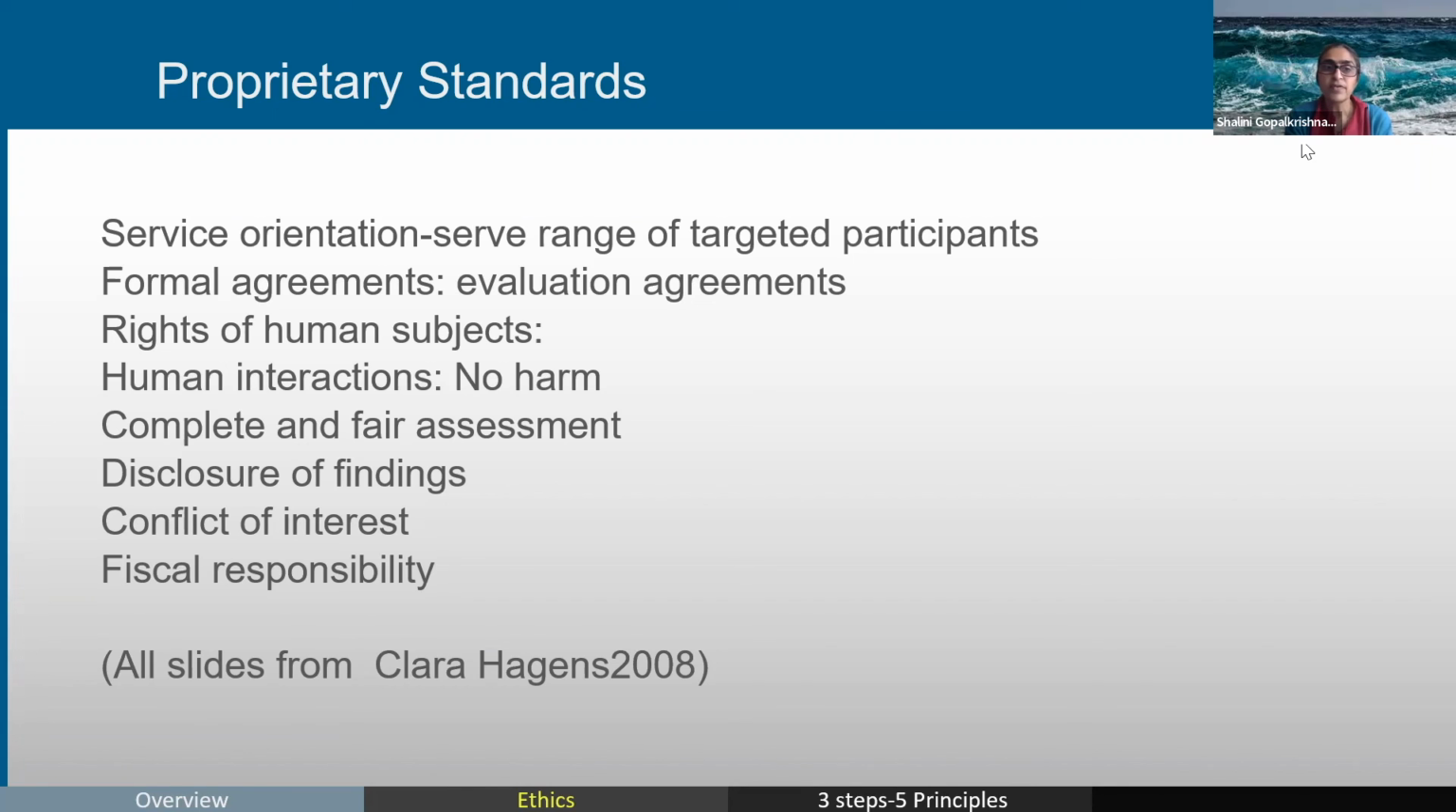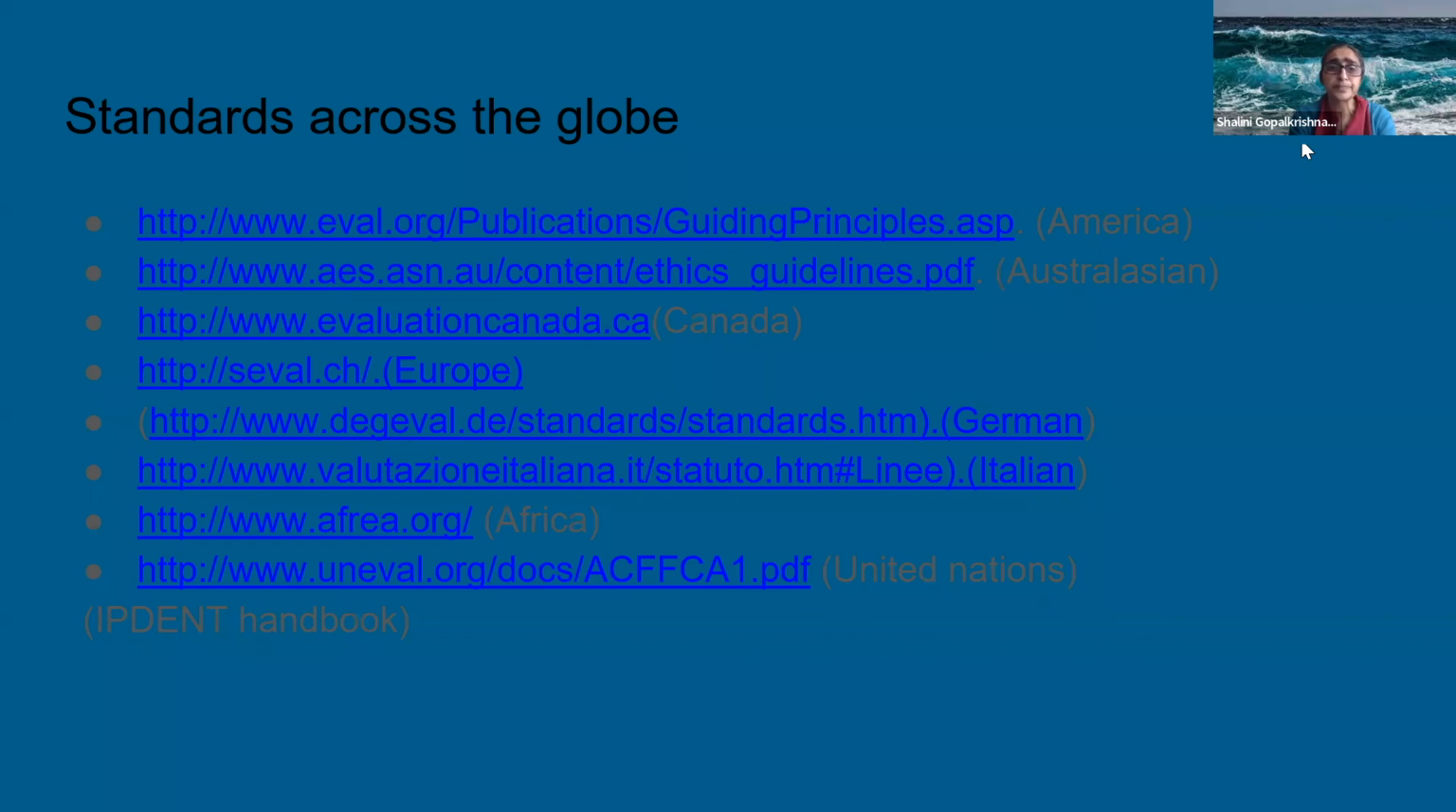Think about conflict of interest. If there is any, walk away and say, hey, listen, I have a conflict of interest, I'm not going to do this. And be careful with the money. Now, all the slides after the Morris ones are from Clara Haggins.